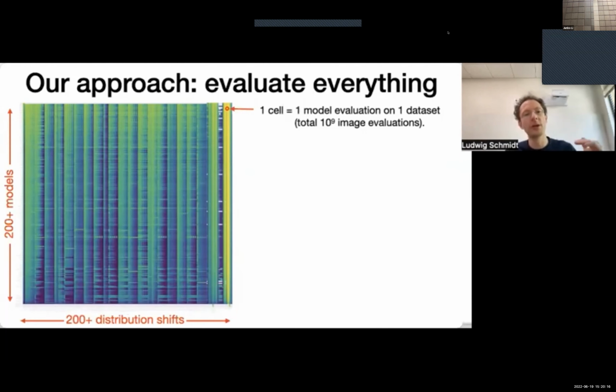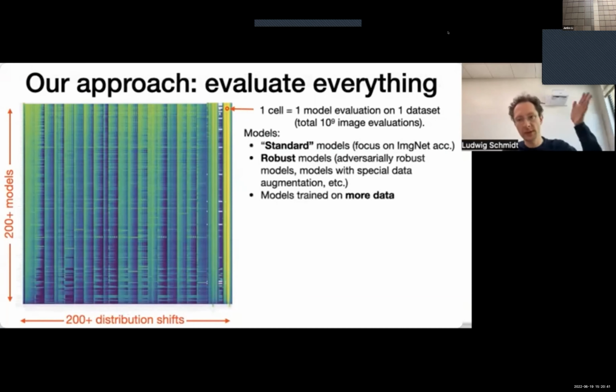Every row here corresponds to one model in our testbed, and every column corresponds to one distribution shift, one test setting that we are evaluating the models in. Every small cell in this matrix corresponds to evaluating one model on one distribution shift, and we record the corresponding accuracy. And just to give you a better sense of what's actually in this grid, what's in our testbed, let's first look at the y-axis here, the 200 models.